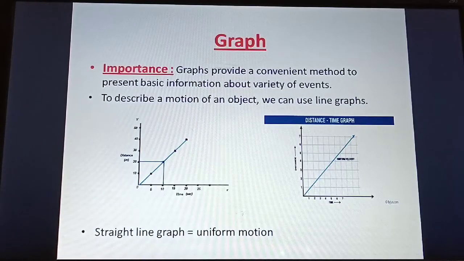So you have learnt the graph in your maths class, isn't it? Maybe from 6th, 5th, I don't know, maybe from 7th onwards. So the graph is there. You know what is the usefulness of graph.